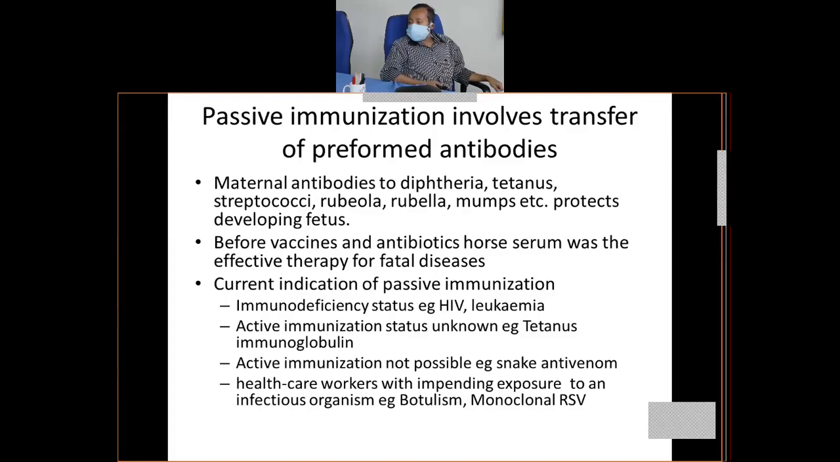Plus, there are conditions like snake bite and scorpion bite. For these venoms, you cannot generate active immunity in a human, so you have to depend on immunoglobulin. Usually these anti-snake venoms and anti-scorpion venoms are immunoglobulins developed in horse serum. Sometimes it may also be used in healthcare workers with impending exposure to toxins like botulism, Clostridium botulinum, where you can give this immunoglobulin. So though vaccines are there, there are still lots of uses of immunoglobulins.